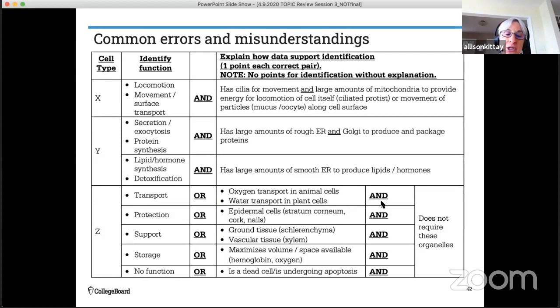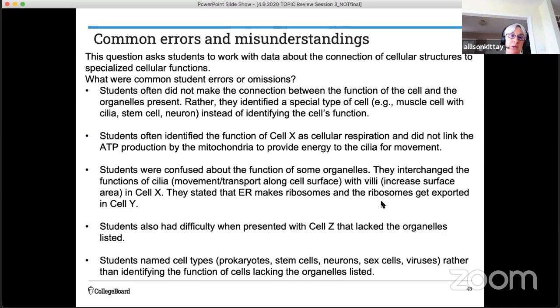They could be protection. You know, your outer epidermal cells are dead. They don't have any organelles. Support, like that xylem. Storage, like the adipose tissue, which has no organelles, stores fat. And then no function at all. The cell could be dead or is undergoing cell death, which is called apoptosis. So none of those require organelles. So let's see what the readers saw as common errors and misunderstandings.